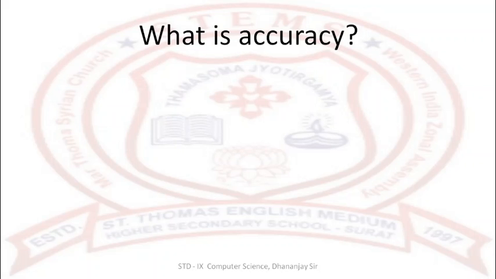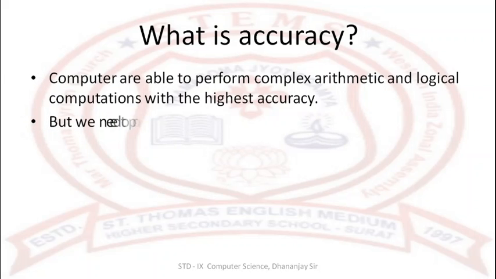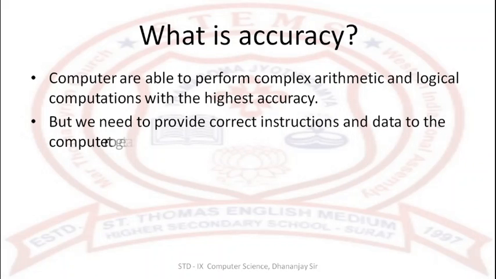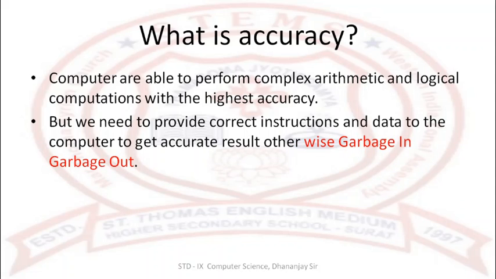What is accuracy? Computers are able to perform complex arithmetic and logical computations with the highest accuracy, but we need to provide correct instructions and data to the computer to get the accurate result. Otherwise, garbage in, garbage out, which means the computer always gives the right answers, but it depends on how we are instructing it. If we give the wrong input, then the output will be wrong. That's why it is known as garbage in, garbage out. If you are giving wrong information or wrong instructions, then the output will be wrong.